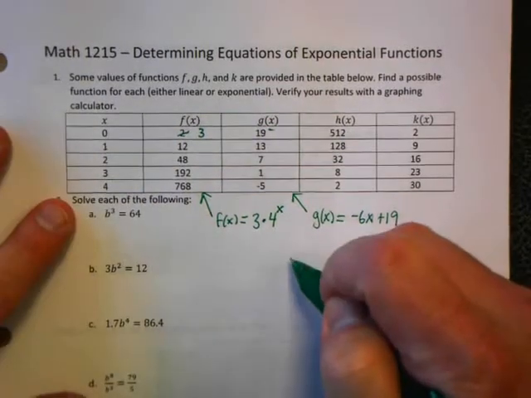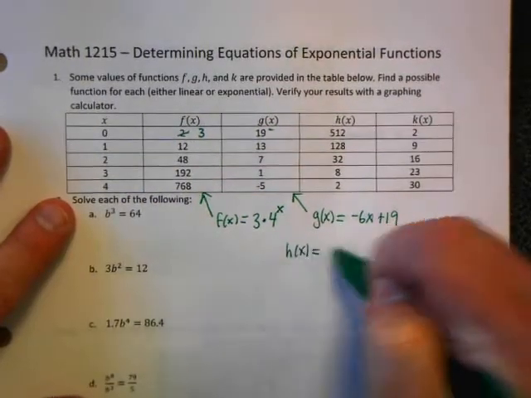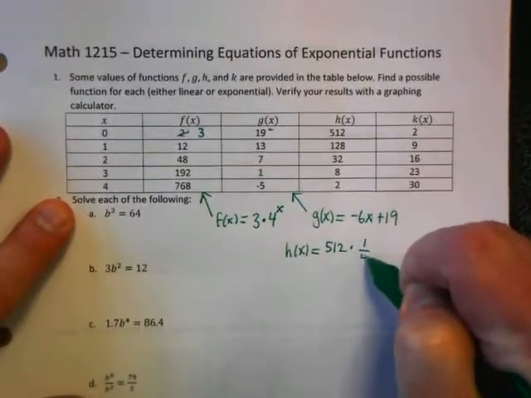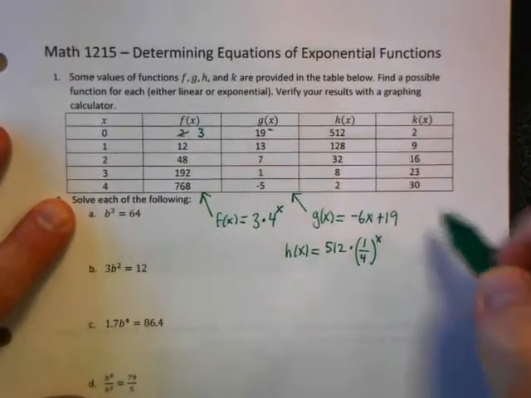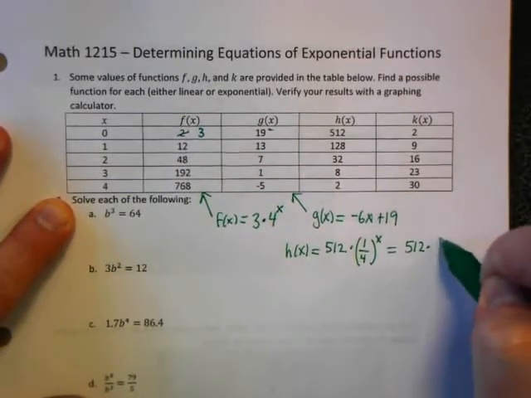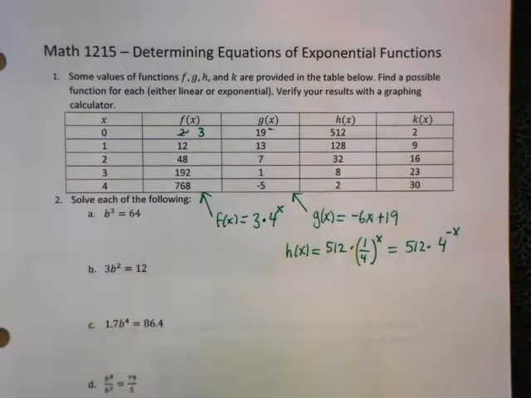So I think h of x should be the y-intercept is 512, and then we have 1/4 to the x, which could be written using a negative. It could be written as 512 times 4 to the -x. But typically we would write it as 1/4 raised to the x. But it could be written using a negative power. And finally k. Linear or exponential?